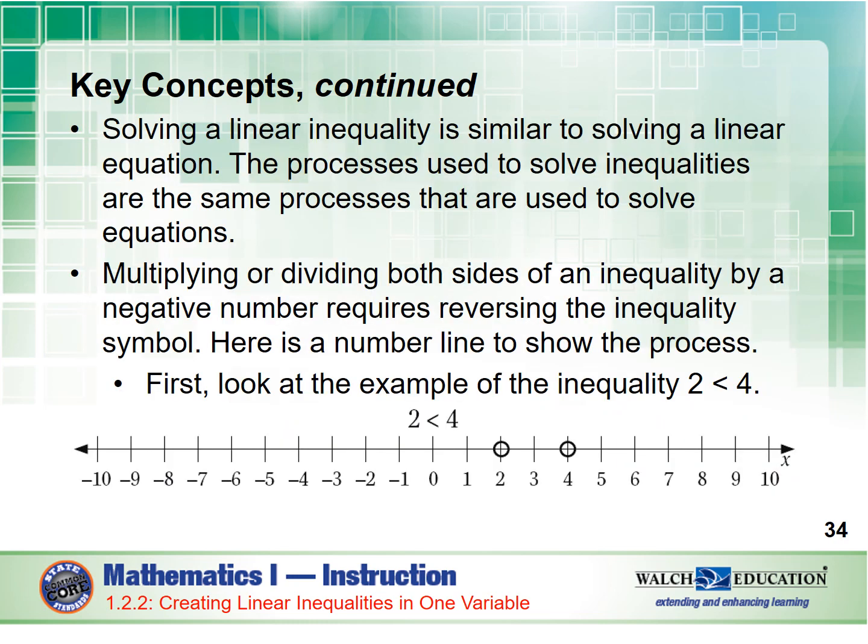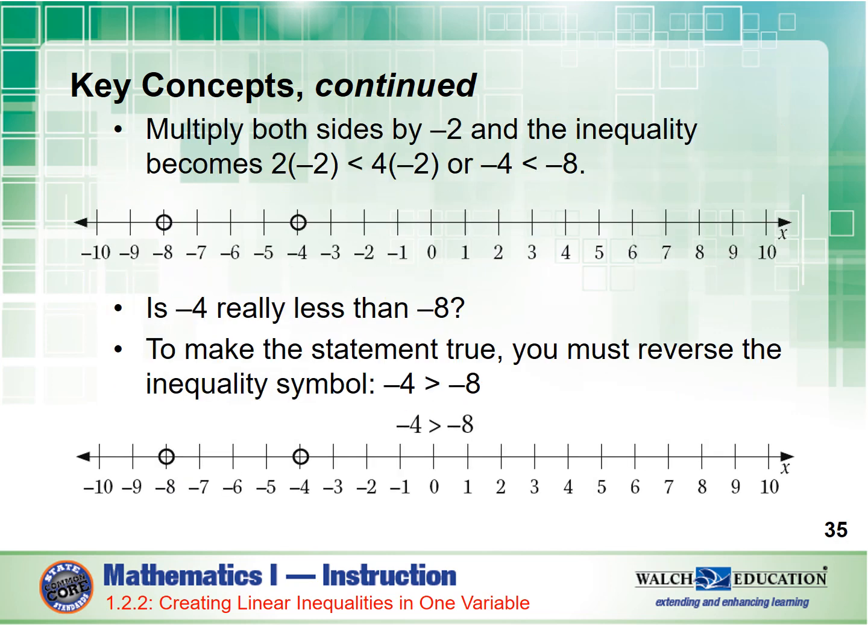If we have 2 is less than 4, it is true, 2 is less. If you multiply both sides by -2, then the inequality becomes -4 is less than -8, which means it flips. Is -4 really less than -8? To make the statement true, you must reverse the inequality symbol, because when you're dealing with negatives, -4 is not less than -8. -4 is closer to 0, which means it's greater than -8. You're always going to deal with inequalities in terms of how far it is from 0.